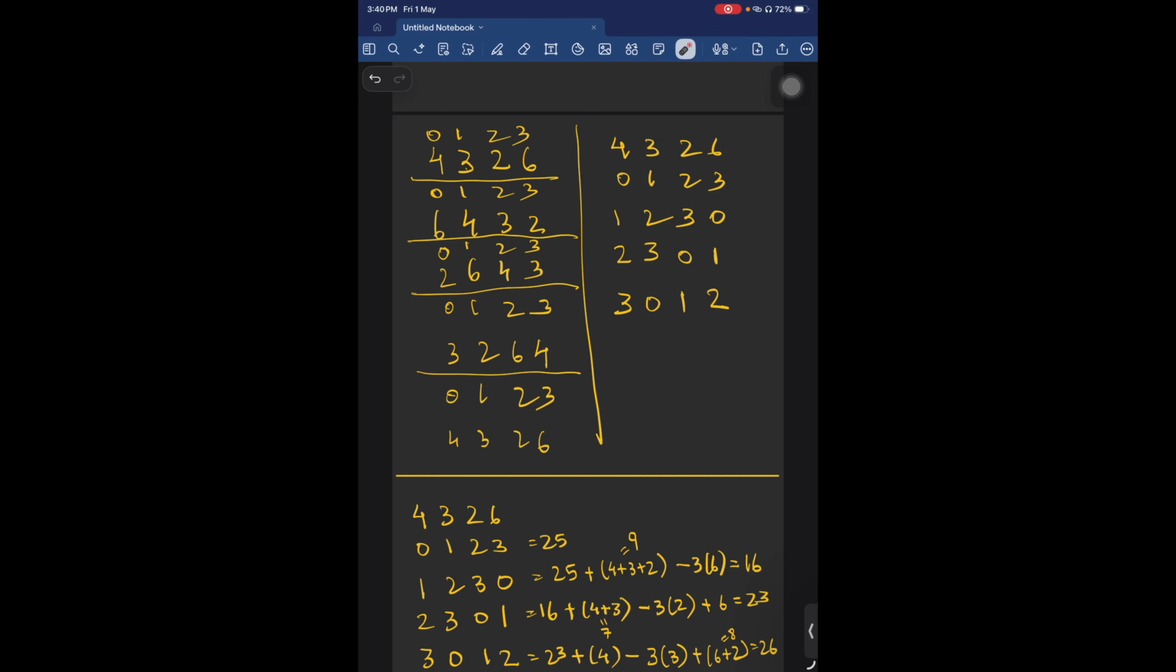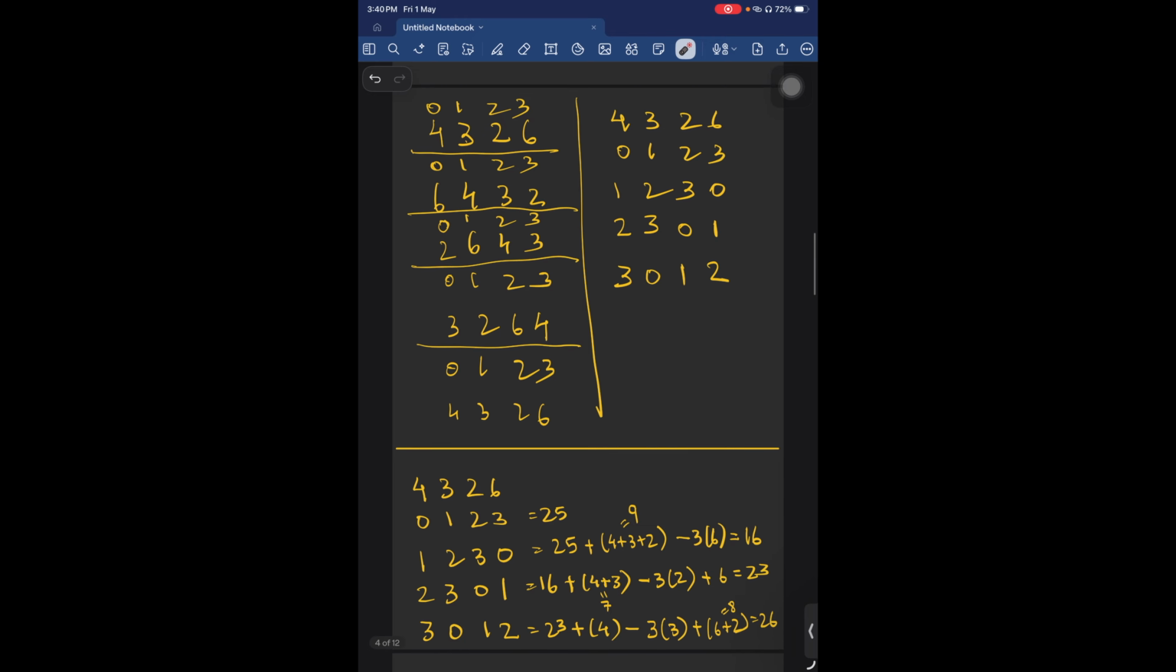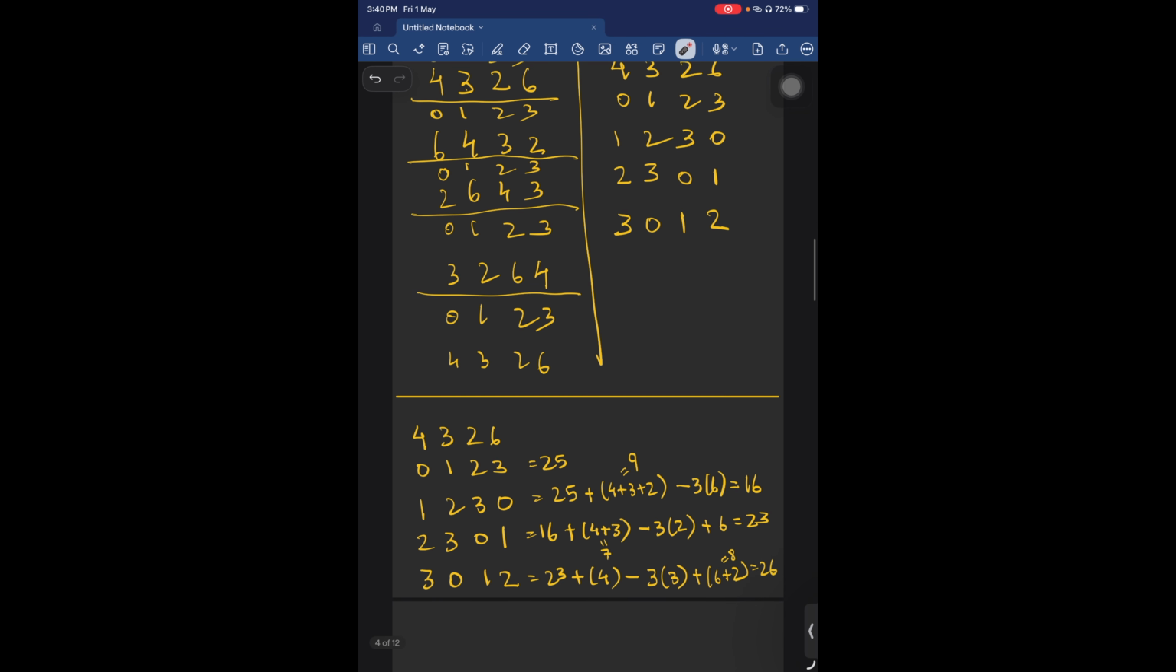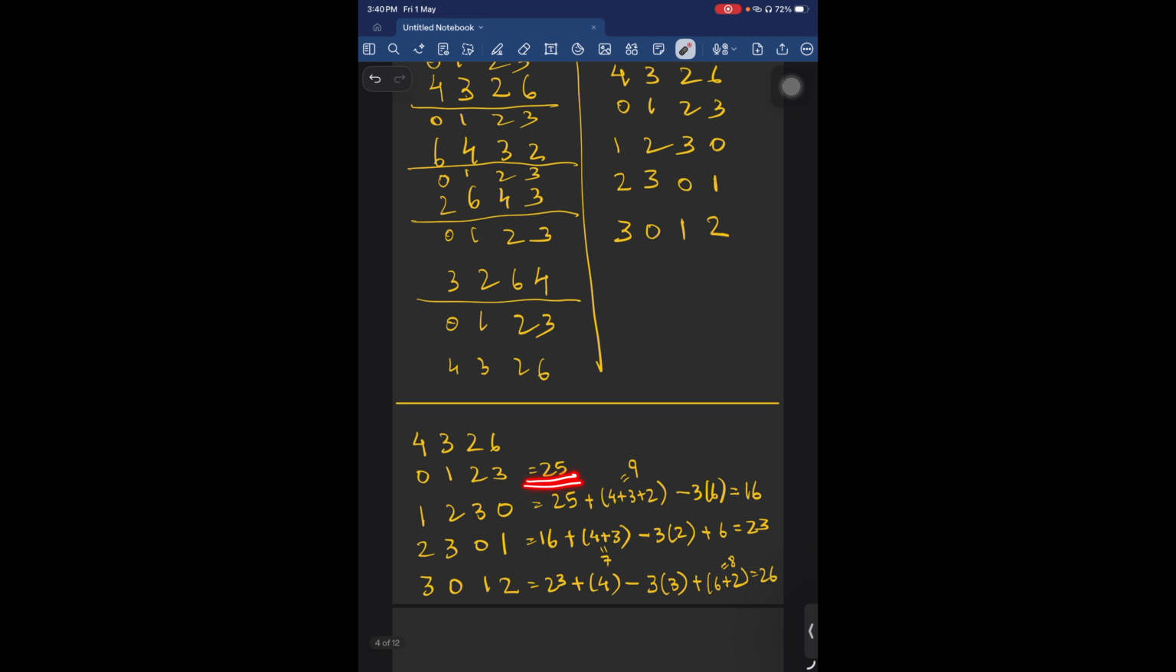Similarly, if we rotate it again once, the 6 and 2 will come at the front, so 0 1, and they will be shifted once to the right, so 2 3. And similarly for f of 3, this was f of 0, now this one was f of 1, f of 2, and for f of 3 we have this. Now if we try to see that, let's say that I calculated what is f of 0 in linear time by doing the exact operation, that is 0 into 4 plus 1 into 3 plus 2 into 2 plus 3 into 6.